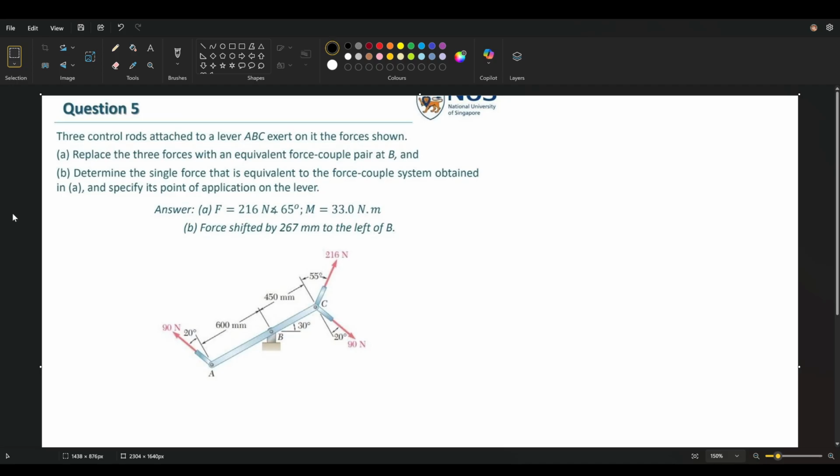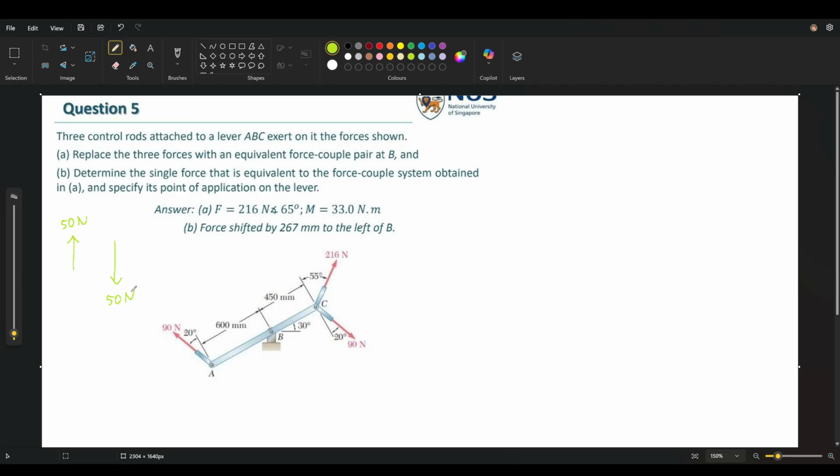Replace the three forces with an equivalent force couple pair at B. I think at first glance, it's quite easy to identify which forces become a couple, but it's okay, I can explain. What is a couple? A couple is basically when two forces act in totally opposite directions to each other, but they are of the same magnitude. Okay?